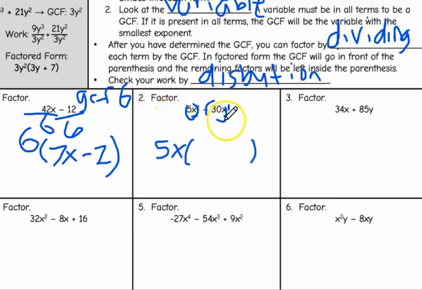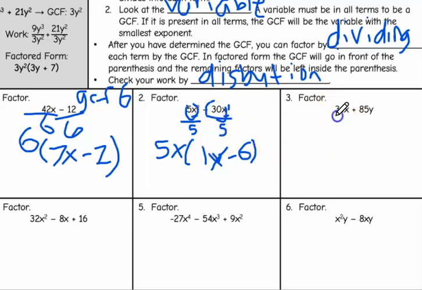Now to finish this off, you got to divide it by 5, the number you pulled out. All right, 5 divided by 5 is 1. We still have 1x right there. And then you do 30 divided by 5, which is 6, just like that.